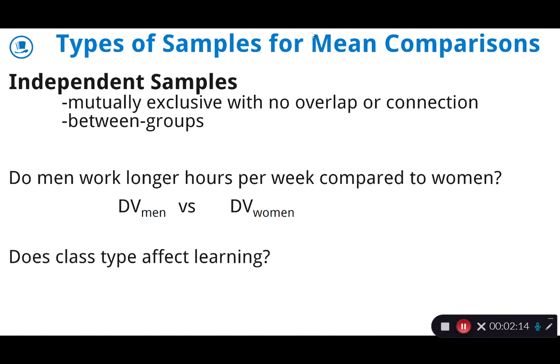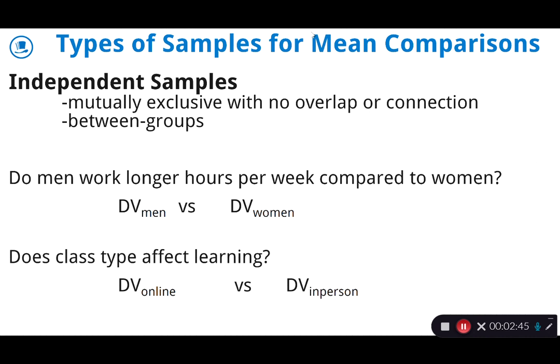Another example would be, does class type affect learning? I might get a learning episode, a class, and randomly assign students to an online version of that class or an in-person version of that class, and then afterwards assess their memory for the class. So I could do that in the lab where the class is a one-shot, non-grade kind of experience, and people come in and they do an online activity or they see an actual lecture.